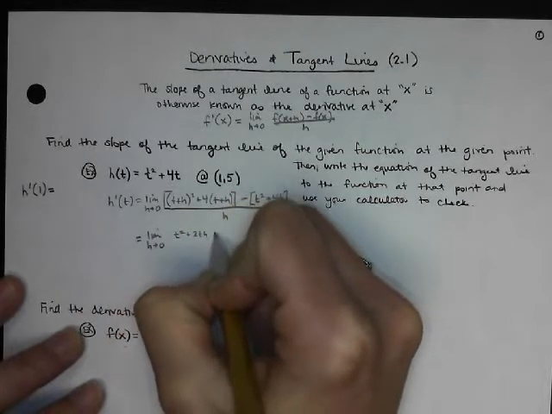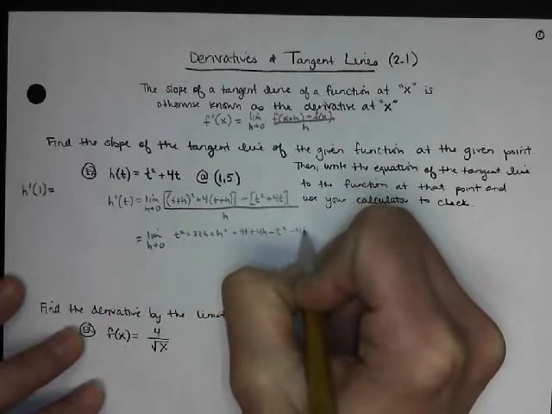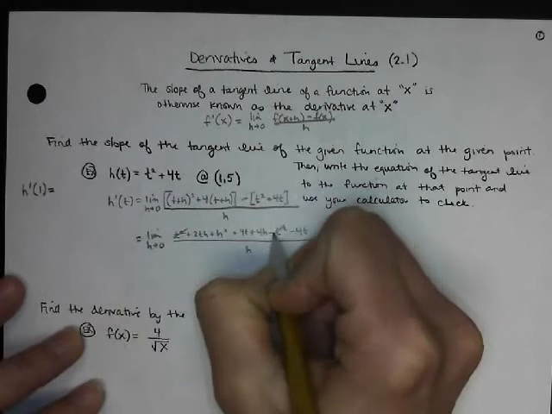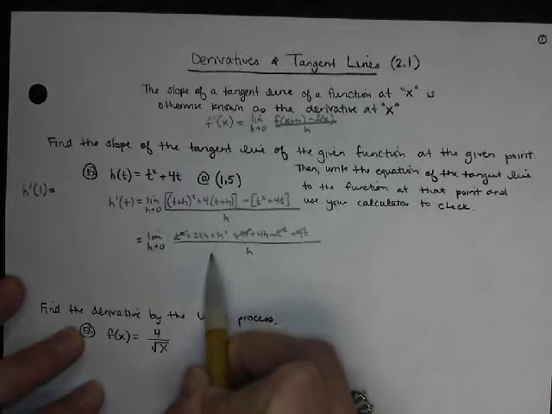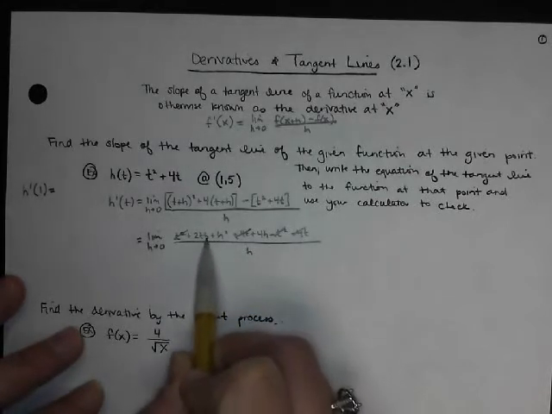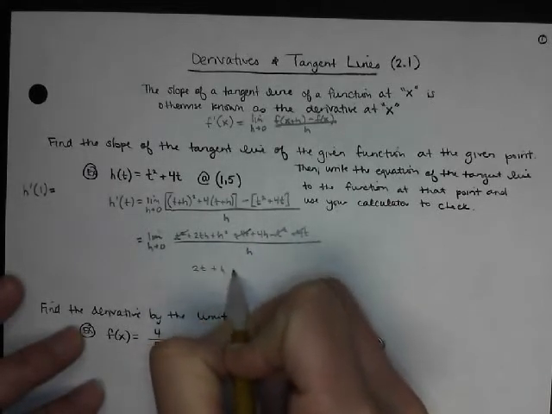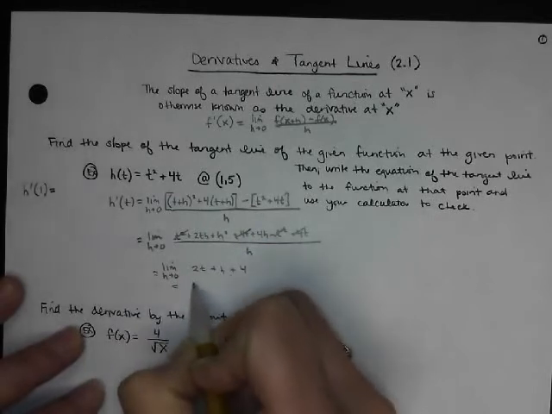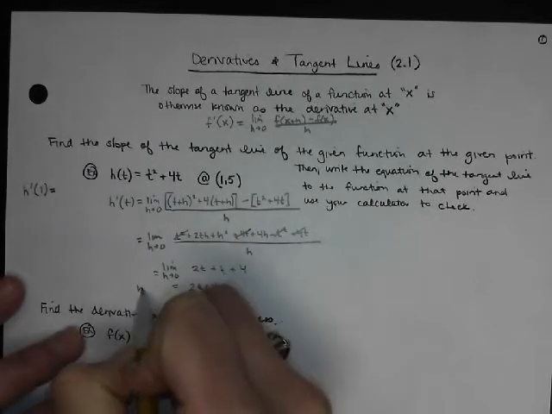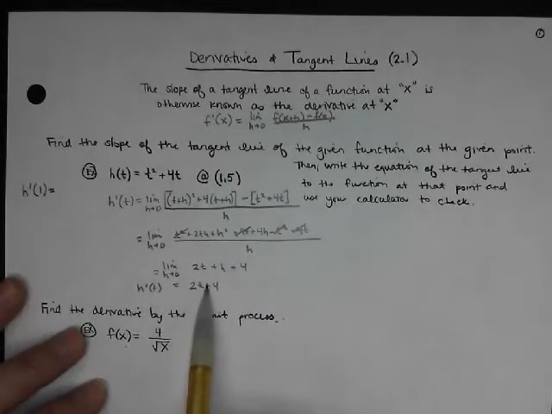So we'll clean this up. t squared plus 2th plus h squared plus 4t plus 4h minus t squared minus 4t all over h. So your t squareds are going to cancel, your 4t's are going to cancel, and every term left has an h: 2th, h squared, and h. So we'll lose an h from all of those. So you'll have 2t plus h plus 4. And then when h approaches 0, that'll just give us 2t plus 4. So there's our derivative equation. And then to evaluate that at 1, 2 times 1 is 2 plus 4 is 6. So there's our slope at 1.